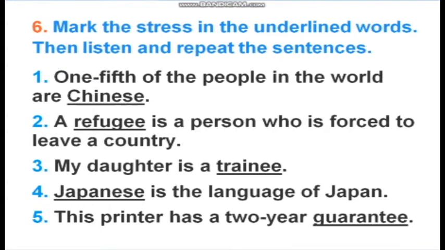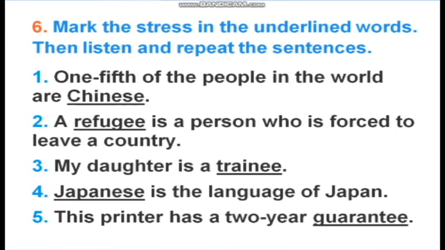6. Mark the stress in the underlined words. Then listen and repeat the sentences. Unit 8. Page 18. A closer look 1. Pronunciation. Activity 6. Mark the stress in the underlined words. Then listen and repeat the sentences.